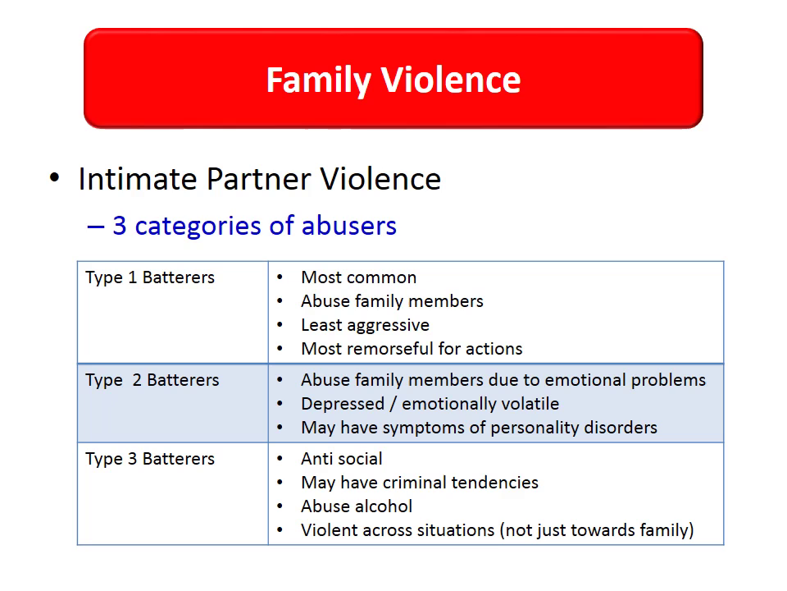Type 2 batterers, on the other hand, are perpetrators who abuse their family members due to their own emotional problems. For example, they may have problems regulating their emotions, or they themselves may be depressed. Some also have symptoms of personality disorders that makes it difficult for them to control their actions.